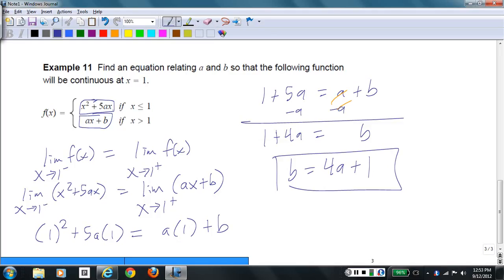I don't know. How does this answer feel? b equals 4a plus 1. I don't know. Is that the least bit unsatisfying?